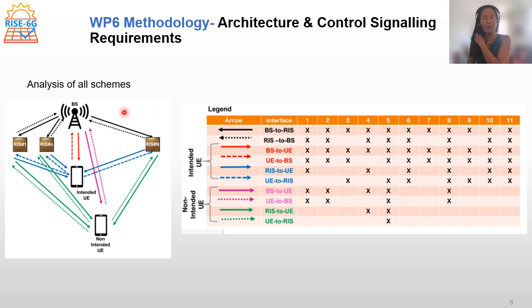And we counted for each scheme. We listed for each scheme which interfaces between nodes, base station and RIS, uplink, downlink, base station and intended user, base station and non-intended user, uplink, downlink, RIS and intended user, RIS and non-intended user, all interfaces, uplink, downlink. We listed all of them and we checked whether they were necessary for the scheme to work. Were they needed for control signaling? And what is striking is that the base station is giving a lot of orders to the RIS. So it appears clearly that the base station is kind of the master of the RIS.